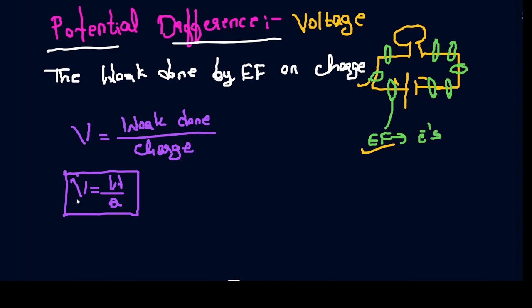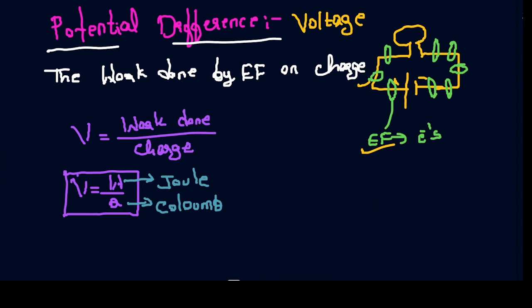Now it is also a physical quantity, right? Now what about the units of this potential difference or voltage? Simply, you need to write the units of work and charge. What is the unit of work? It is nothing but joule. And what is the unit of charge? It is coulomb. Got it? Now the unit of potential difference is nothing but joule per coulomb.